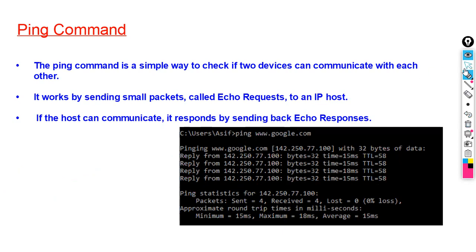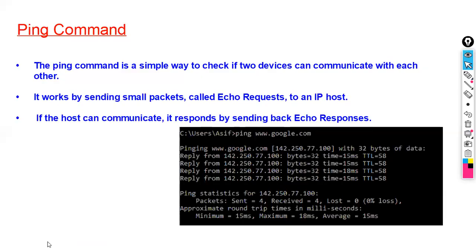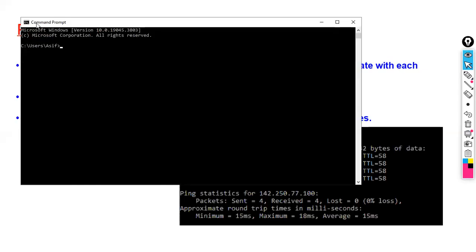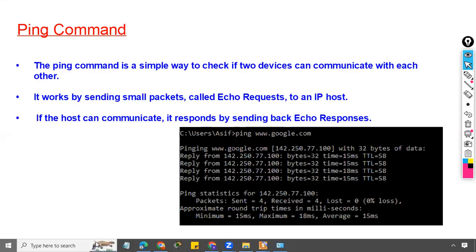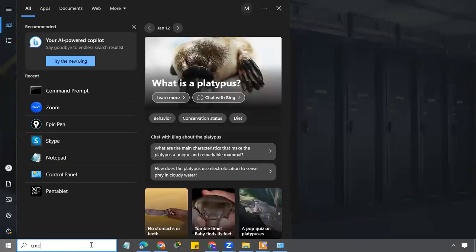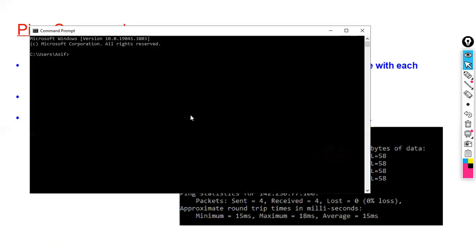Let me show you. Okay, let us say we want to ping google.com. We need to check the connectivity is there between my computer and google.com or not. I will open the command prompt. This is the command prompt. You will go to search and you will type cmd. You will get one black screen here, and on this black screen you will type ping www.google.com.